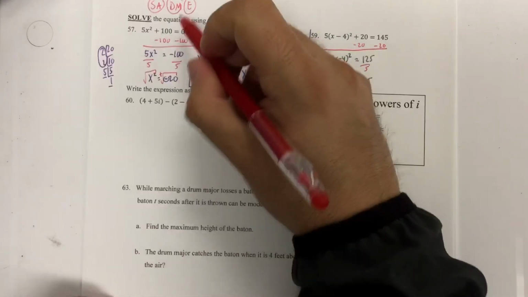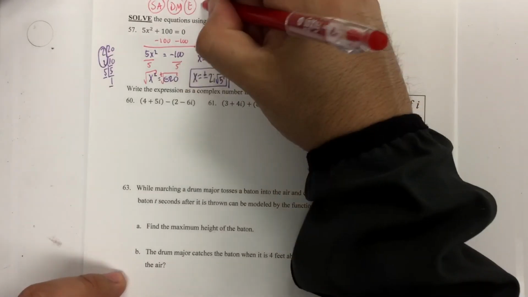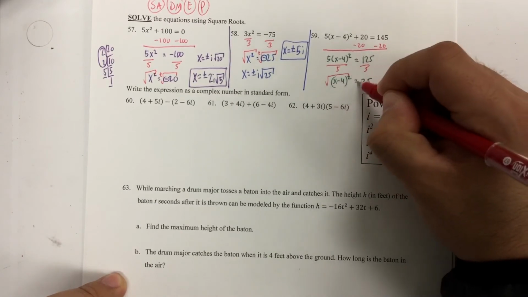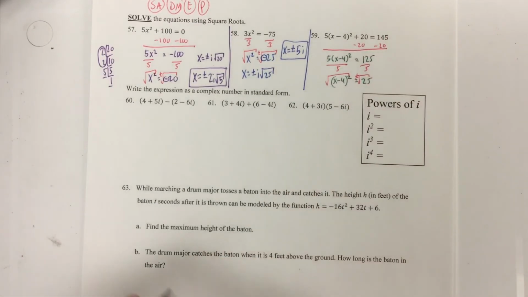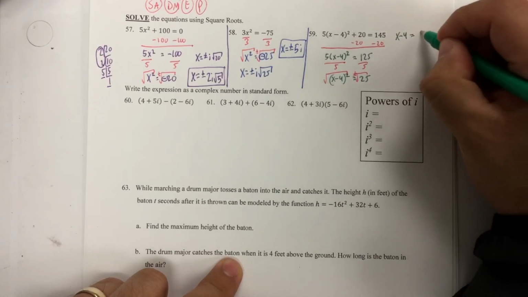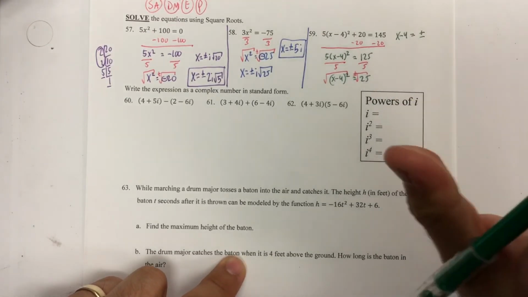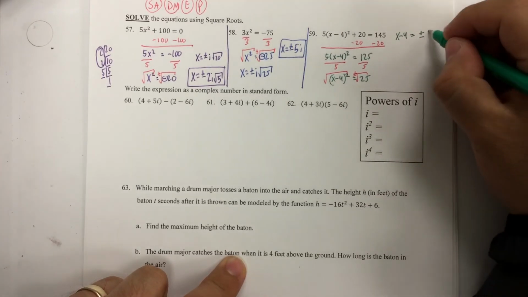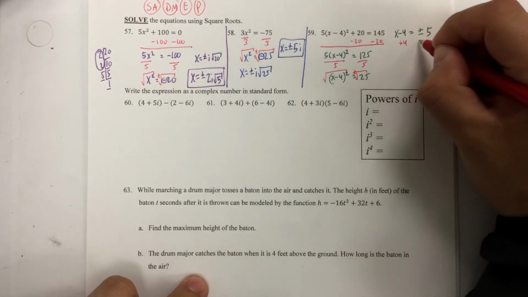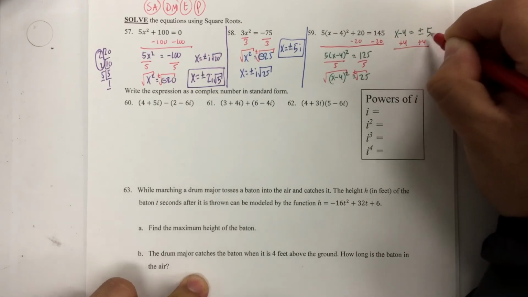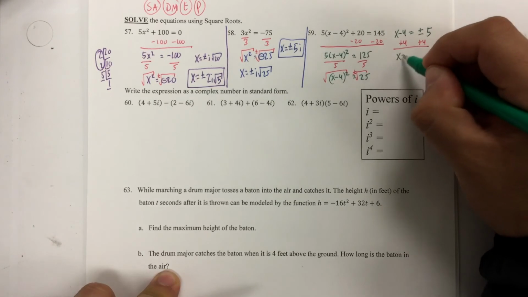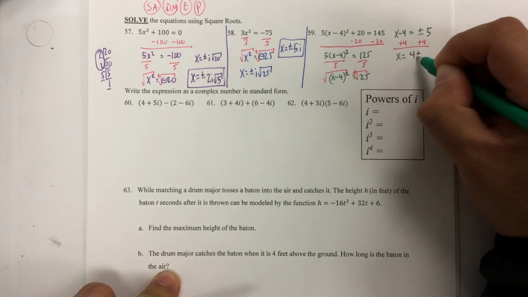Now I have an exponent, and the last rule is always parentheses, so we're going to get rid of this square by taking the square root, which is plus or minus. So that gives me x minus 4 equals plus or minus the square root of 25 is 5. All right, now we're going to add the 4 over to the other side, and recall that we cannot add the 4 to the 5 because that's a positive 5 and a negative 5, so I'm going to write x equals 4 plus or minus 5.